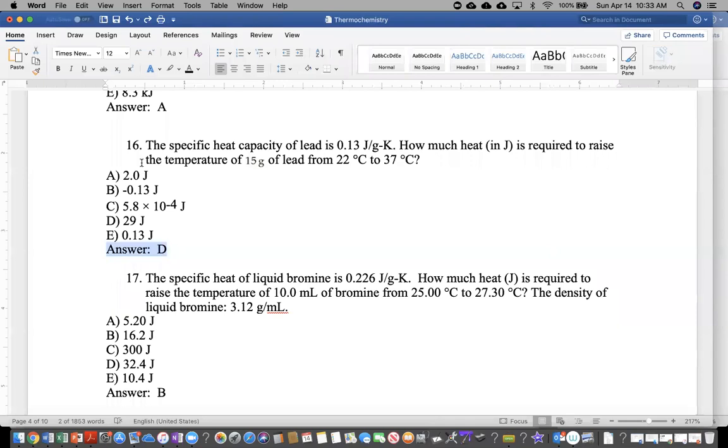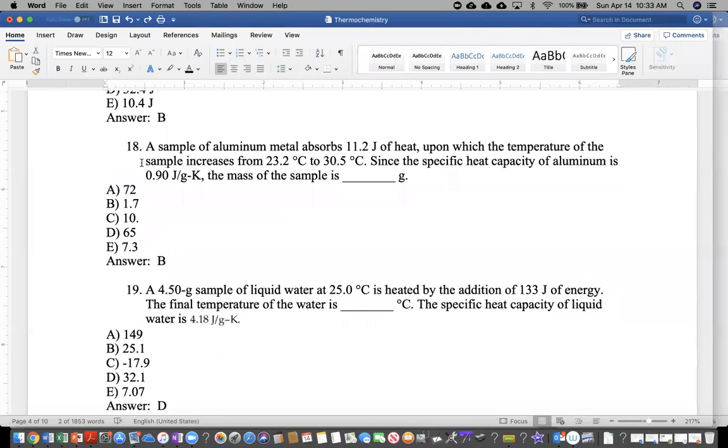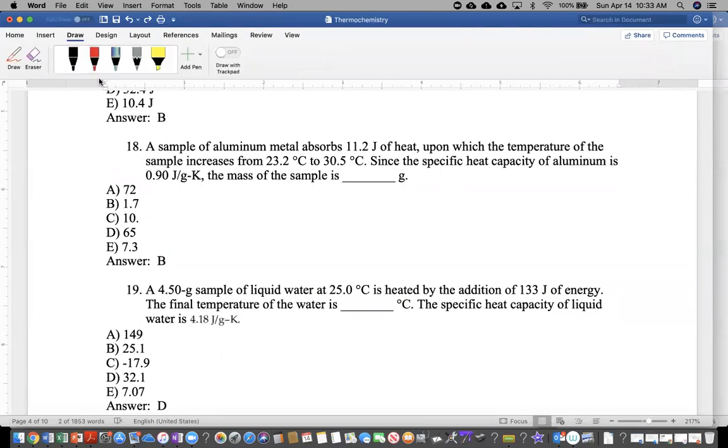The ones I didn't really quite understand were 18 and 19, to be honest. I know you use the MCAT formula too, but I didn't quite understand those. Right, these questions go one step ahead. This question says a sample of aluminum metal absorbs 11.2 joules of heat, upon which the temperature of the sample increases from 23.2 to 30.5, and given the specific heat capacity of aluminum, what is the mass? This is not a complicated question.